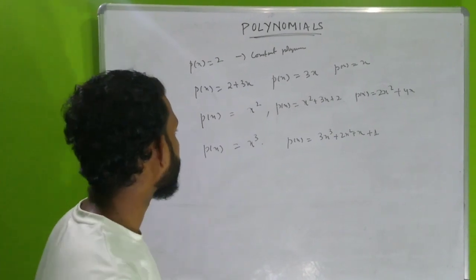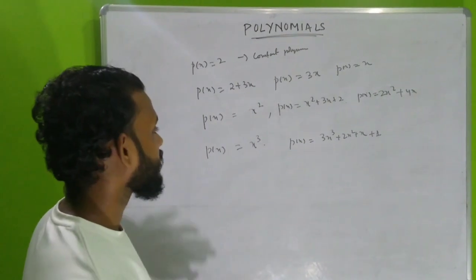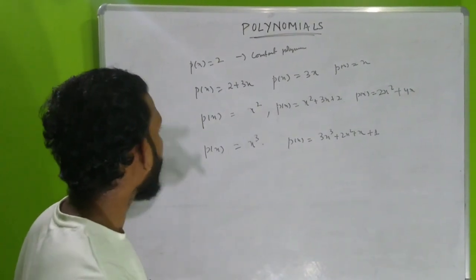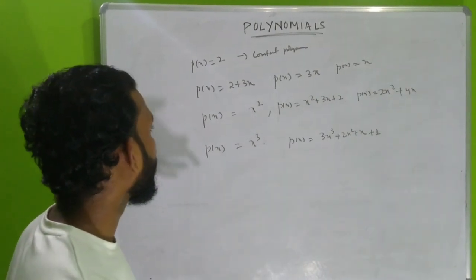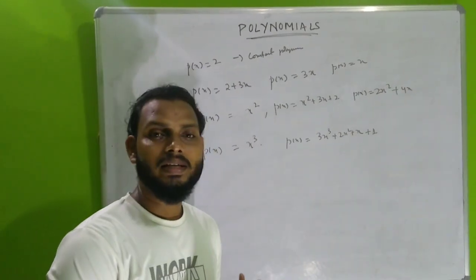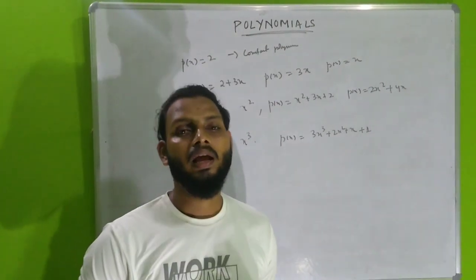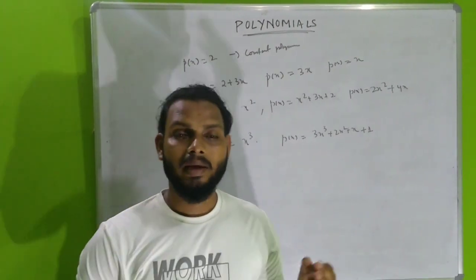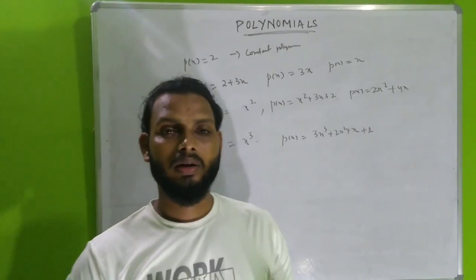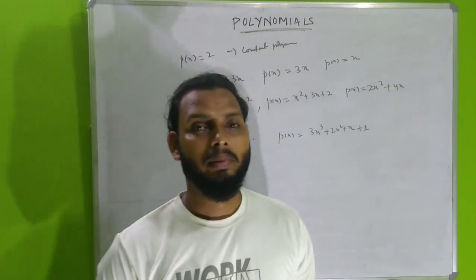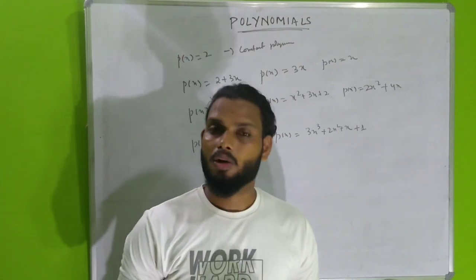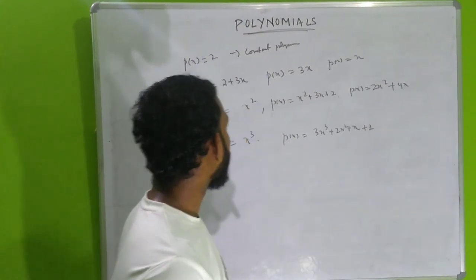One thing you notice here is that I am just considering the polynomial and seeing what the degree of the polynomial is, and by knowing the degree, I name the polynomial as a constant polynomial, linear polynomial, quadratic polynomial, or cubic polynomial. Okay, fine.